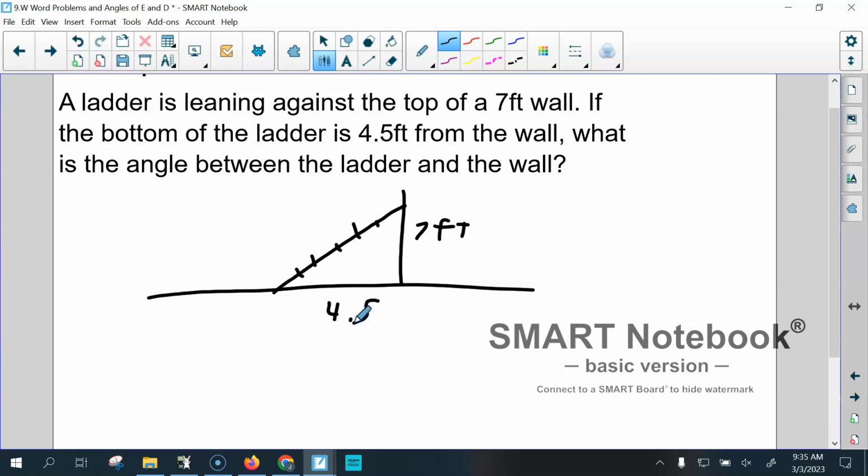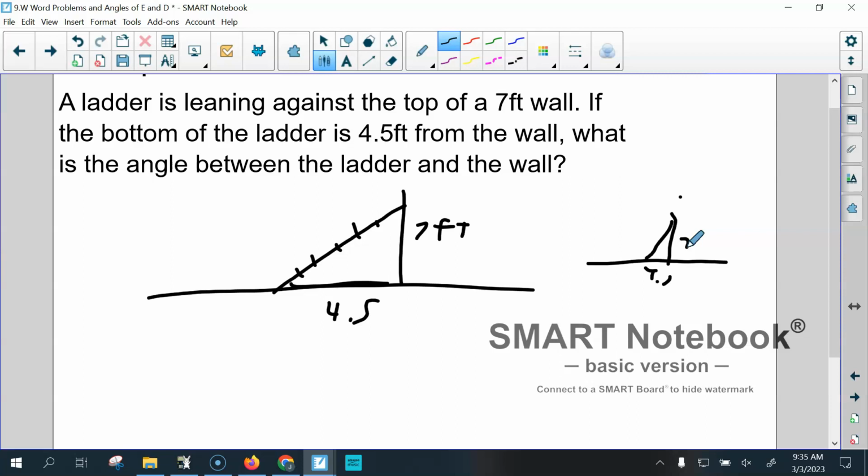Now you can tell I already did a bad job drawing because this side looks longer. It doesn't matter. If you wanted to draw it to scale, you could really be better about it and do something like this. And oh, that's 4.5 and that's 7. It doesn't really matter. I'm not grading you on the drawing. What's the angle between the ladder and the wall? Okay. What is the angle of the ladder and the wall?